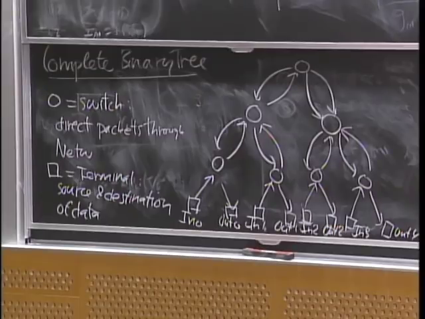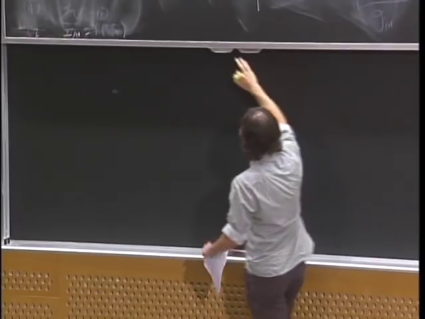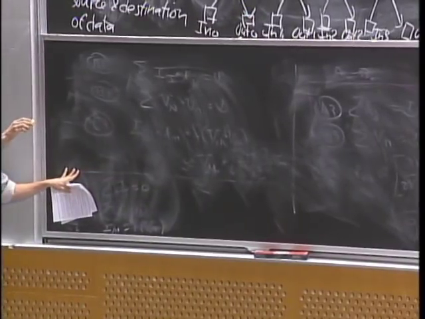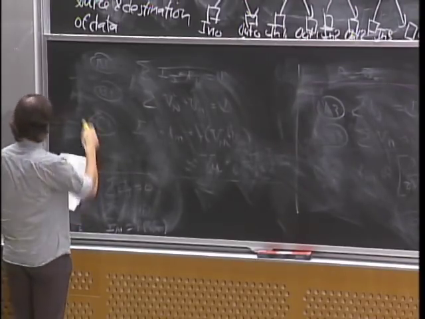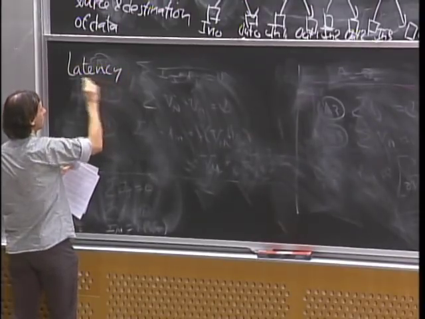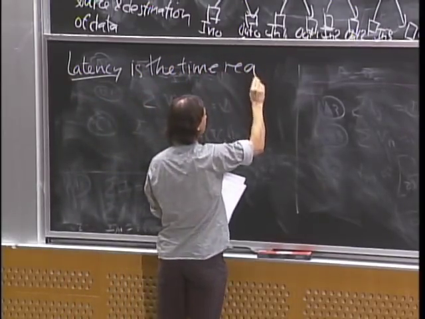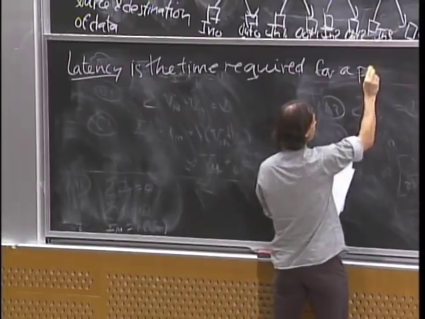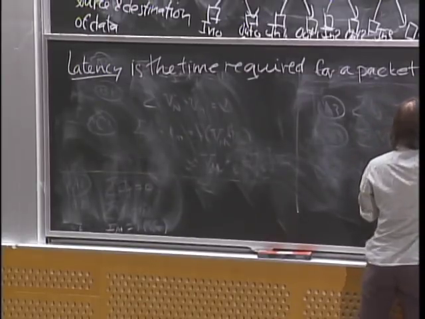So here we have a few parameters that we will be talking about. First of all, let's talk about the latency in this particular network. How are we going to measure this? Well, we're going to look at this graph and measure it by the number of wires that you need to go through from an input to an output. So let me write this down. The latency is the time that is required for a packet to travel from an input to an output.